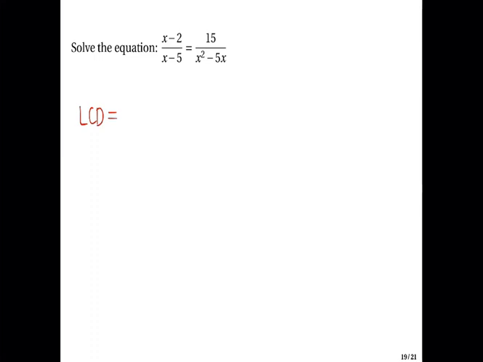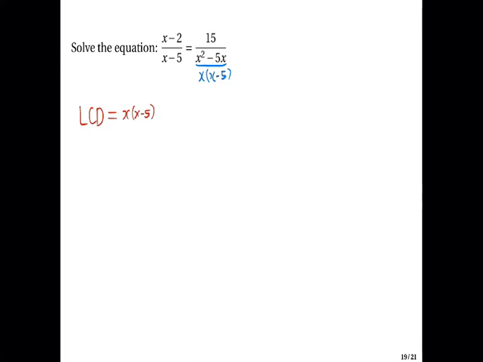Here, if you factor, let me write the factor here. The factor of this guy is x times x minus 5. And therefore, the LCD is just x times x minus 5. So we multiply both sides of the equation, okay, by this LCD.